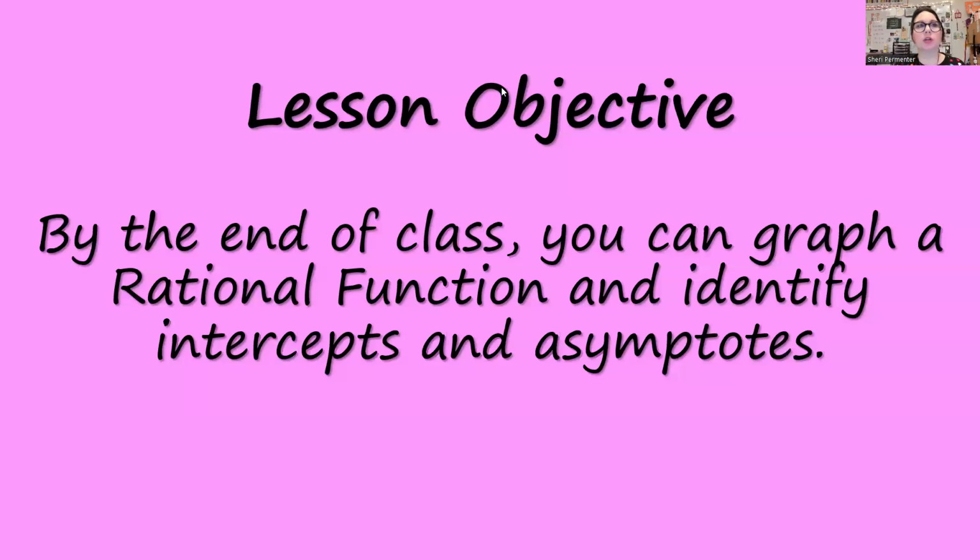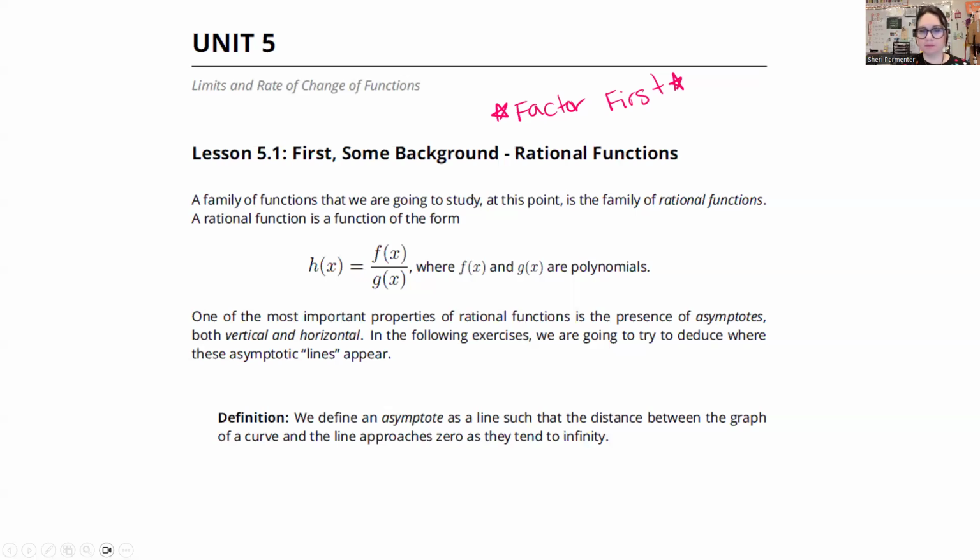All right, by the end of class, you should be able to graph a rational function, identify intercepts and asymptotes, and identify key features. This is straight out of your packet.